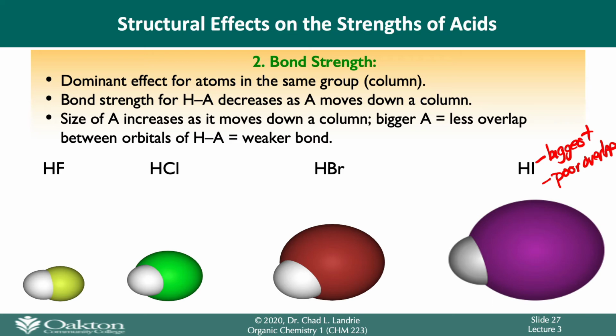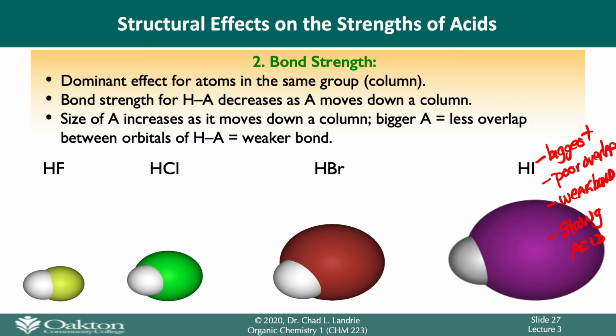And poor overlap means a weak bond. And then the connection you want to make on this slide is a weak bond means a strong acid. Remember, in order for an acid to be an acid, it has to donate the proton. We have to dissociate or break that hydrogen conjugate base bond. And so weak bonds are strong acids.